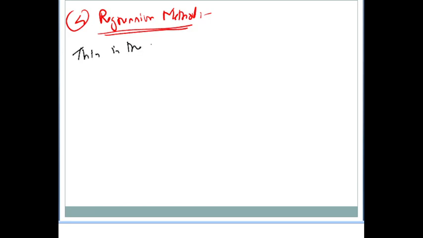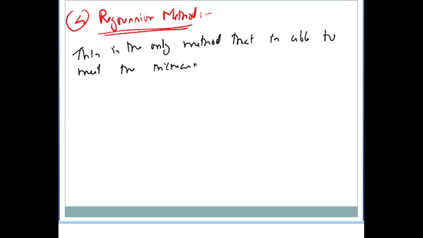This is the only method that is able to meet the increasing and decreasing trends in demand. Okay, now what can be the different types of regression?